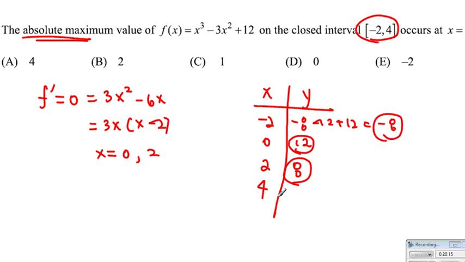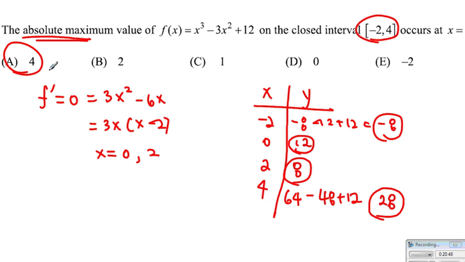And when you plug in 4, we end up getting 64 minus 48 plus 12. So in this case, we end up getting 28. So therefore, what is our absolute maximum? Absolute maximum becomes 28. Now x in that case will be equal to 4, right over here.